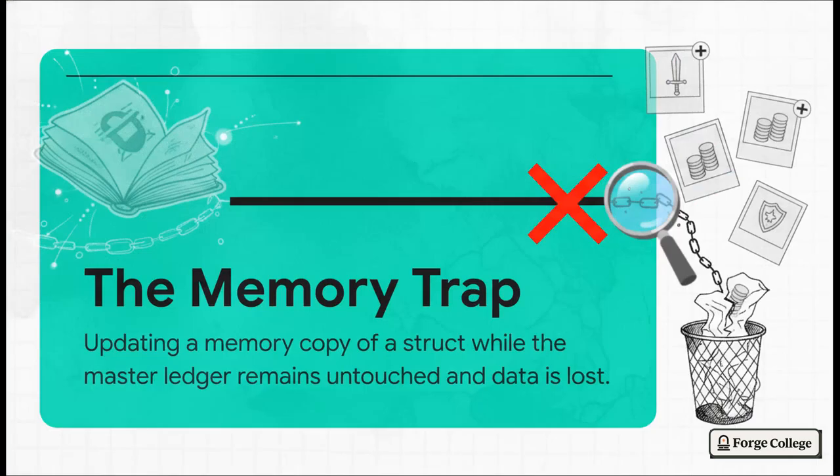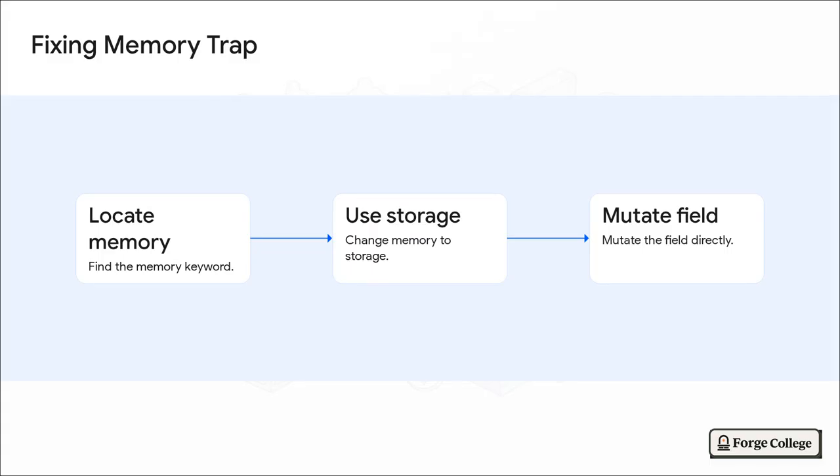So, let's look at how this photocopy mix-up creates our first major bug. We call this the memory trap. Imagine you write a function called increment quantity that's meant to add items to a user's inventory. You declare a variable as item memory to fetch the struct. You update the quantity. The code compiles, everything looks fantastic, but under the hood, no way. You just took a photocopy of the struct, updated the quantity on the photocopy, and immediately threw that photocopy directly into the trash. The master ledger was never touched, and your user's actual inventory remains totally unchanged. Not great, right?